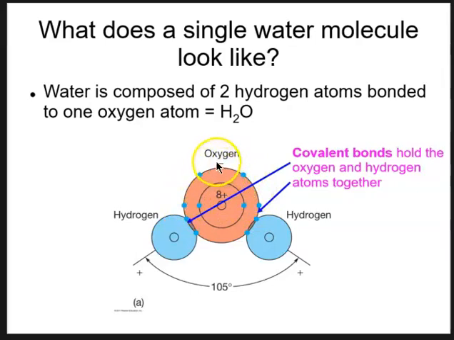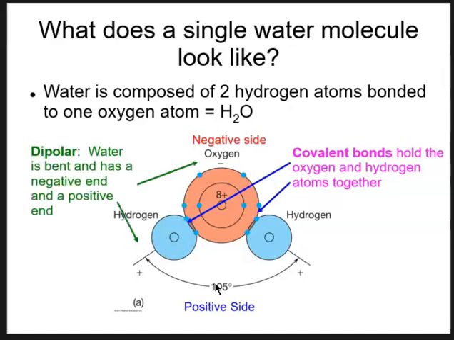So for a single water molecule, we have one side of the water molecule being negatively charged and the other side being positively charged. So we have a negative side and a positive side. And molecules that have this, we call them dipolar, or you can just refer to that as polar.